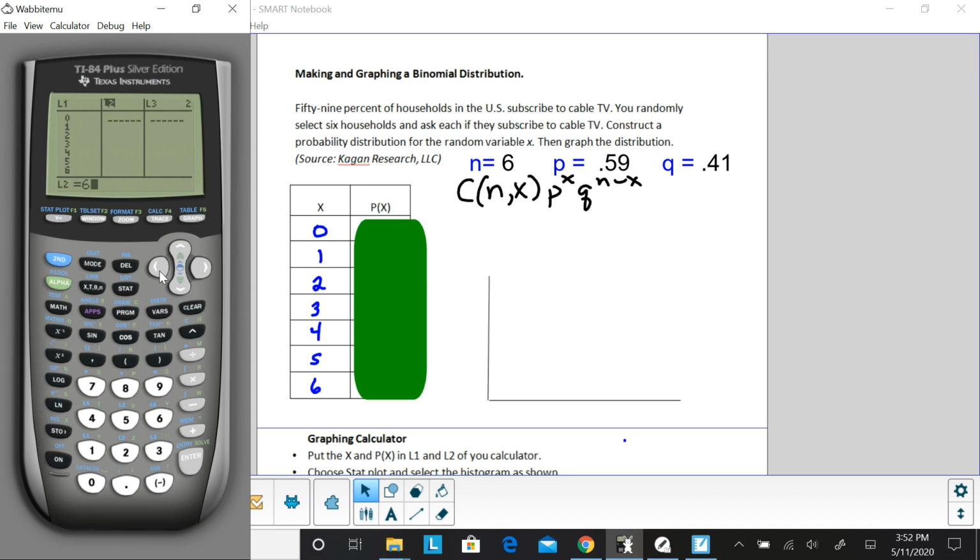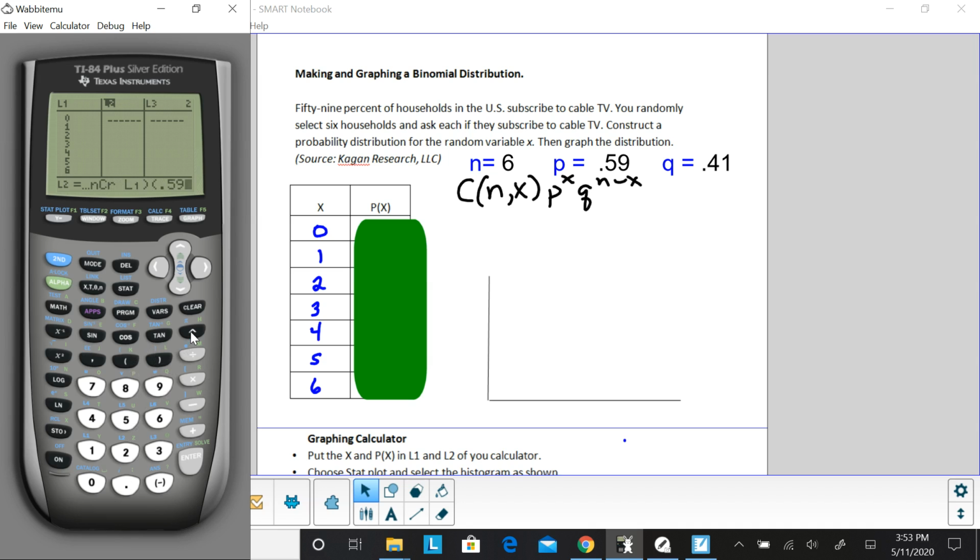So math. Actually, I'm going to put parentheses around this combination formula because we're going to do this all at once. So we're going to do 6. We're going to go over to math and then probability and select our combination function, which is number 3. Now, instead of putting a specific number there, we're going to need x values. And the x values are going to vary from line to line. So we need to put L1 there. Close our parentheses. And then we're going to multiply, and we can just put parentheses next to it. It knows to multiply. And it's going to be 0.59.